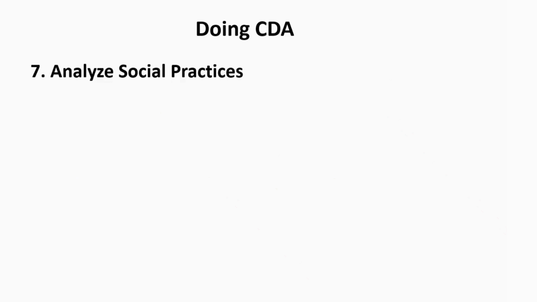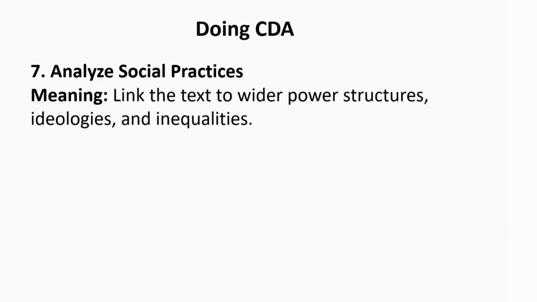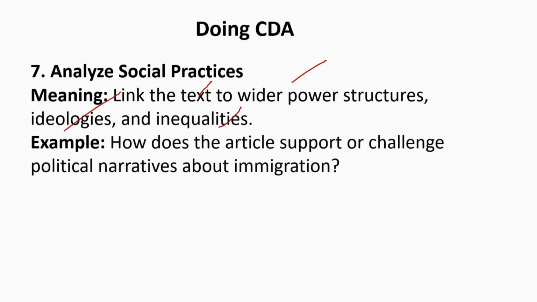Next is analyzing social practices. Link the text to the wider power structures, ideologies, or inequalities. For example, how does the article support or challenge political narratives about immigration? Whether it challenges the power or supports the policies. What kind of narrative has it built?